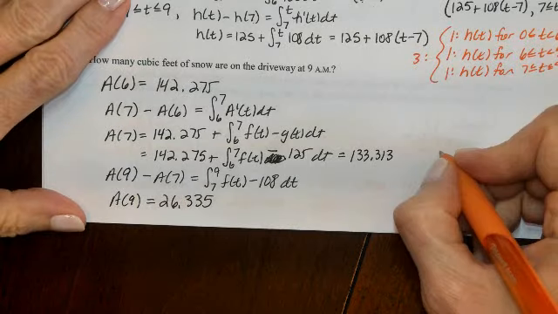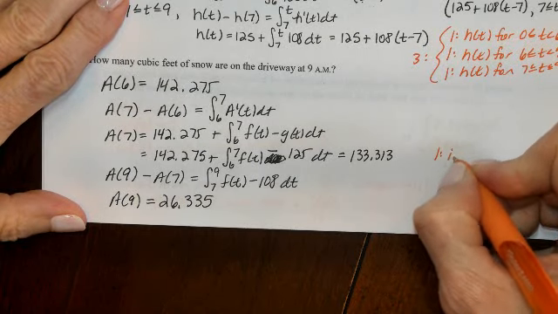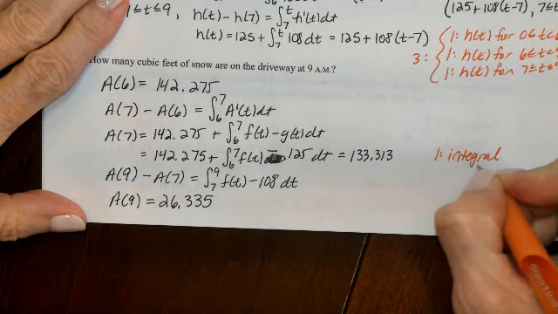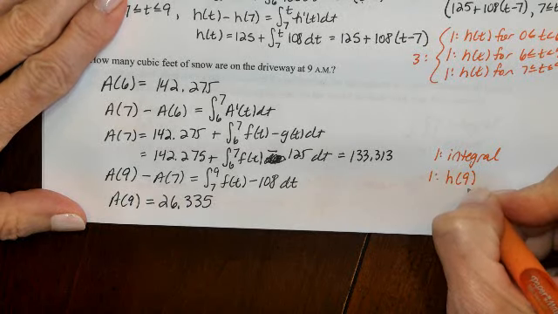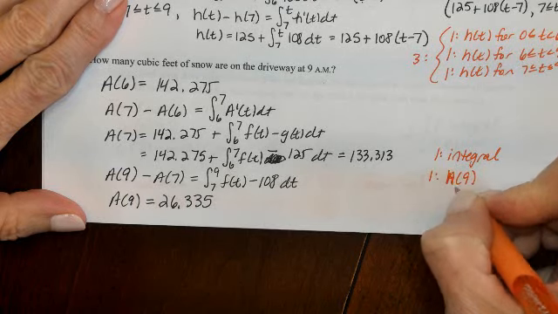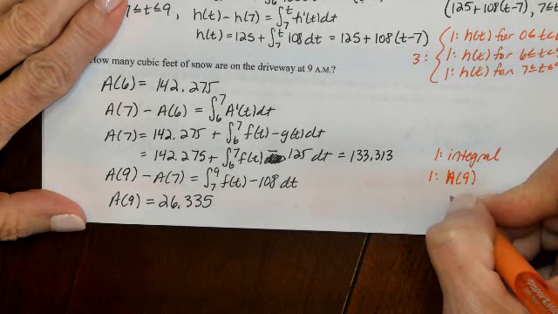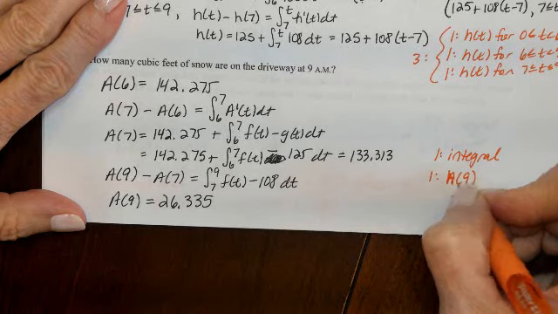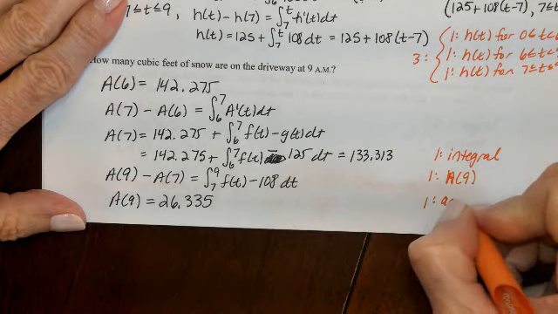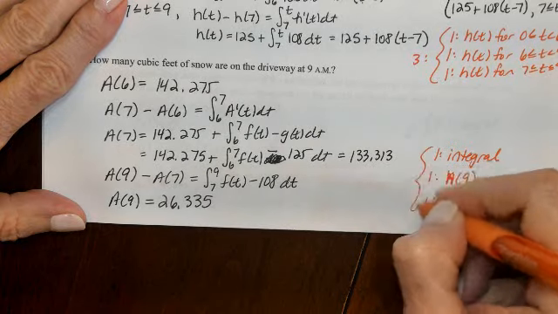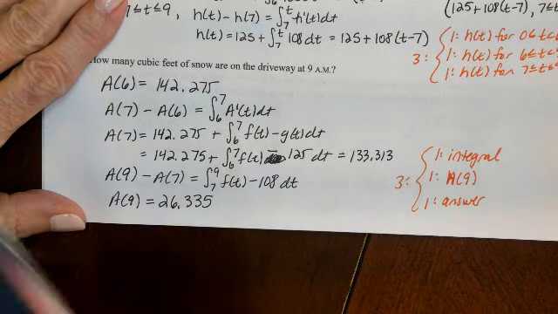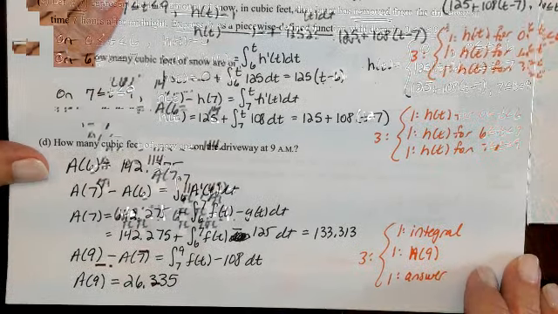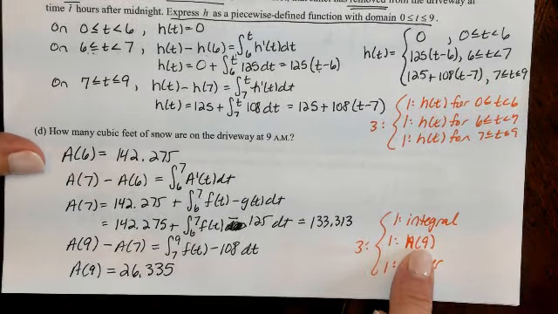All right, this part of the problem was worth 3 points total. 1 point for the integral, 1 point for A of 9. I think we meant A of 9 there, because we're not dealing with h of 9. And 1 point for the answer. 3 points total. I was seeing that it was h of 9 here. It made me question it.